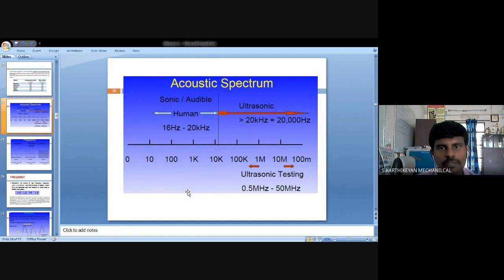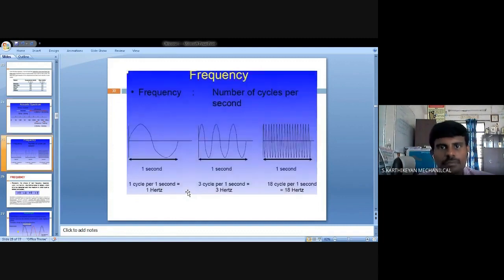This is the acoustic spectrum, showing how audible and ultrasonic differ. Below 20 kilohertz is considered the audible range, whereas greater than 20 kilohertz is considered ultrasonic sound, up to maximum frequencies. This picture clearly indicates what is audible or sonic. And this is frequency. We all know that: one cycle per second, 3 cycles per second, and 18 cycles per second.